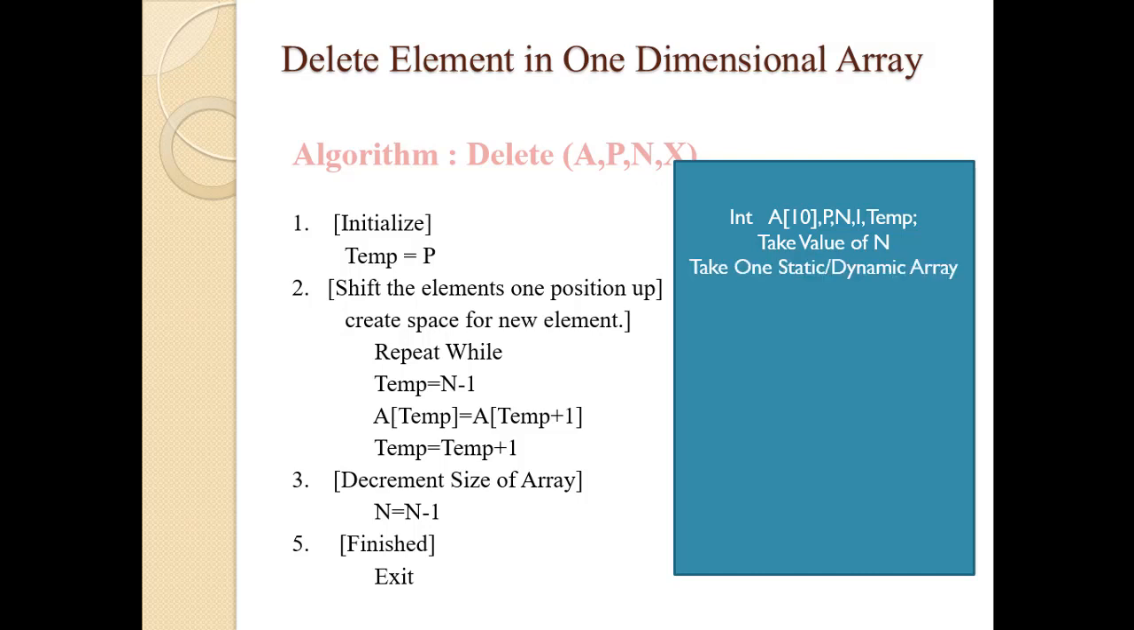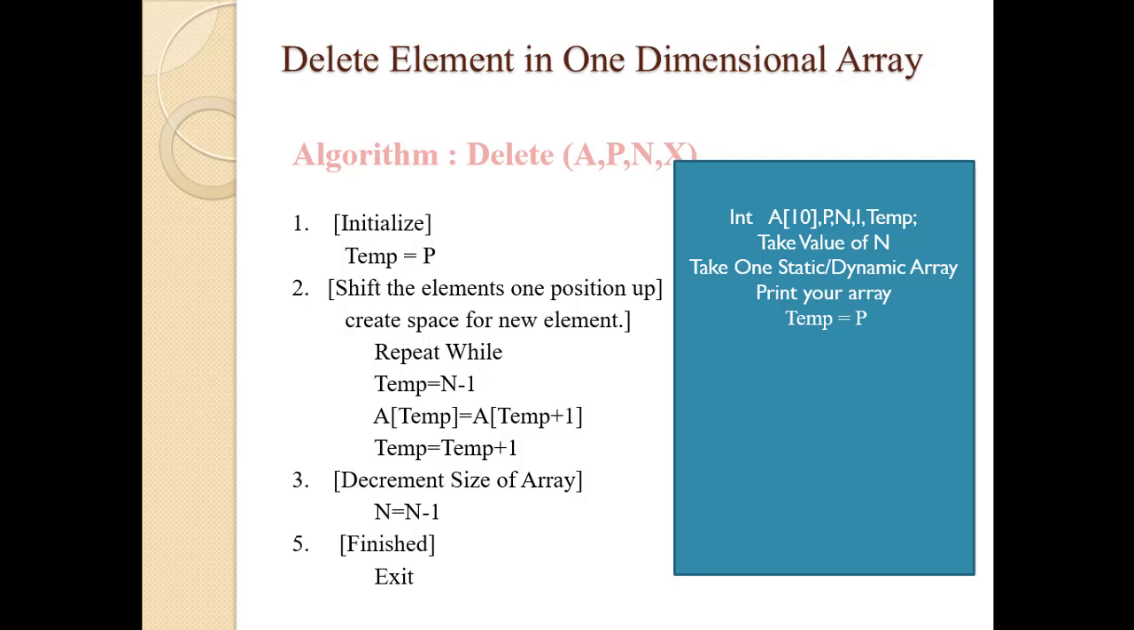Then I will take one static or dynamic array. If I want to take a static array, then I will write a of 10 is equal to the values of the array in curly brackets. If I want to enter a dynamic array, I will take a for loop, for I is equal to 0, I less than n, I plus plus. Then cout enter the value of array, then cin a of I. After entering the array, we will print our array.